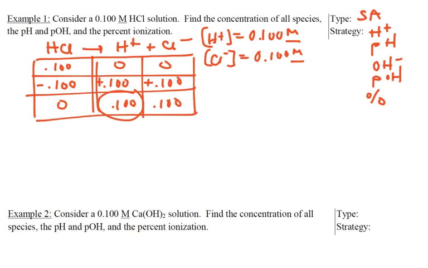And we want to figure out, now what's the OH minus? OH minus is equal to 1 times 10 to the negative 14, divided by 0.1. And so we know that that's going to be 1 times 10 to the negative 13. So 1 times 10 to the negative 13.